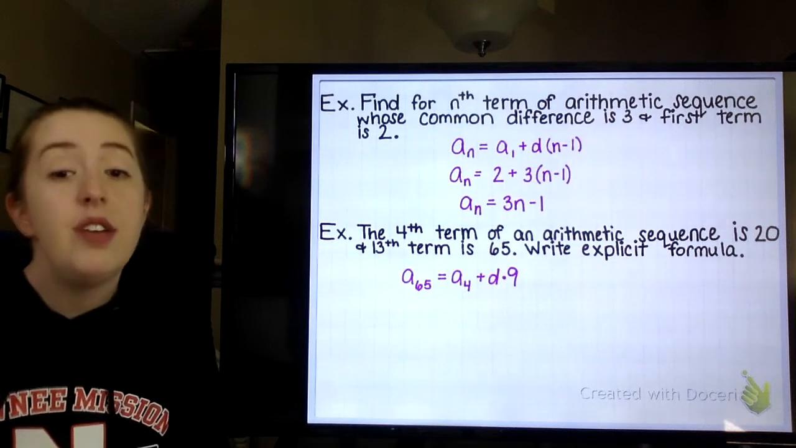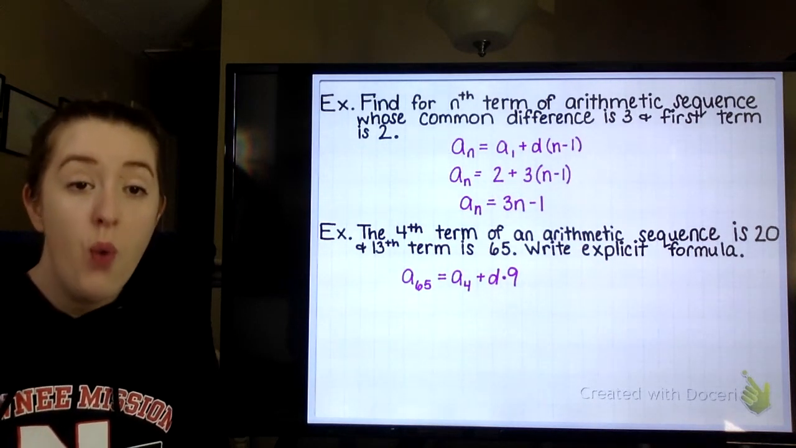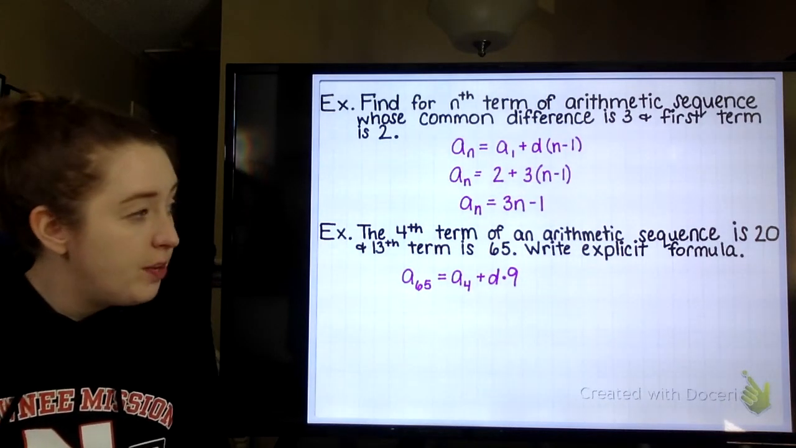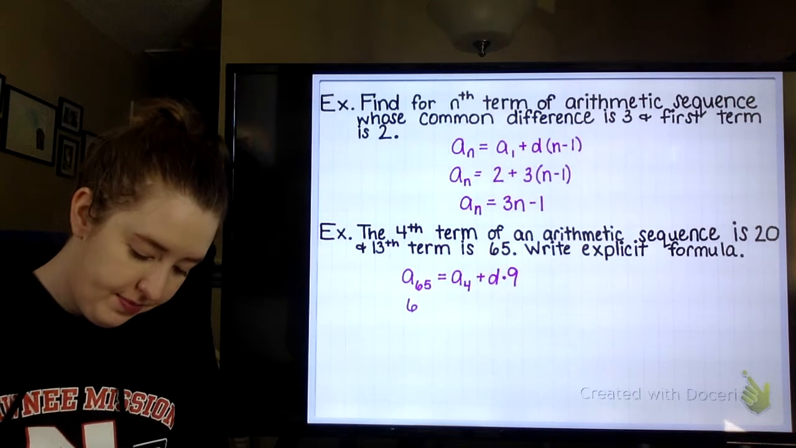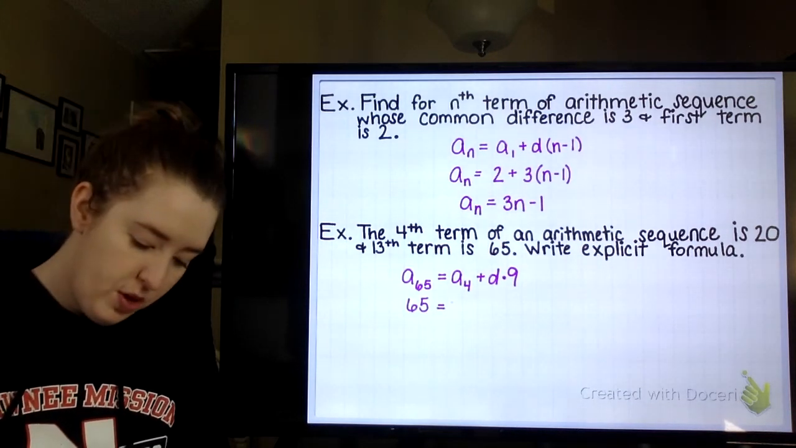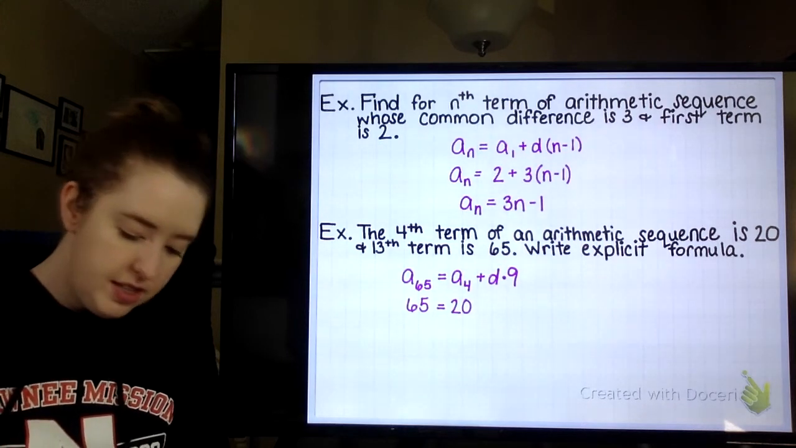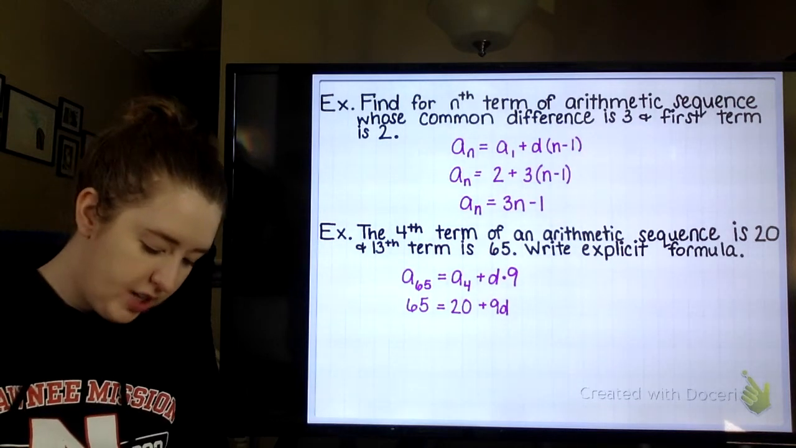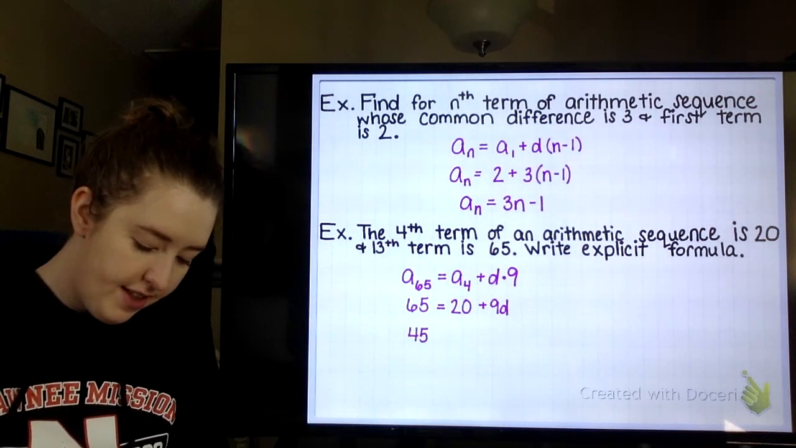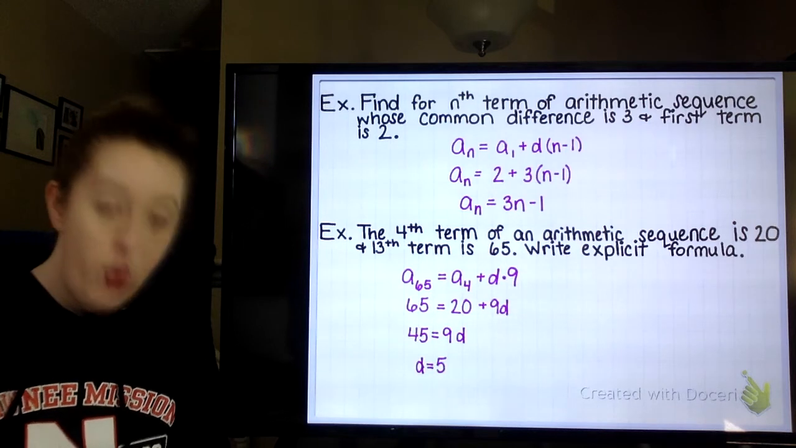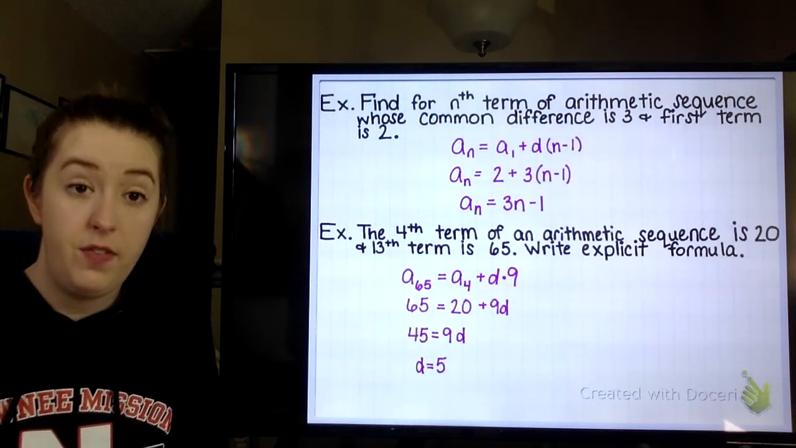Cool. So now we can go through and figure out what is our common difference. So my 13th term was 65 equals, and then my 4th term was 20 plus 9d. Then we'll solve, subtract 20. So 45 equals 9d. So then that means that d is equal to 5, or my common difference was 5.